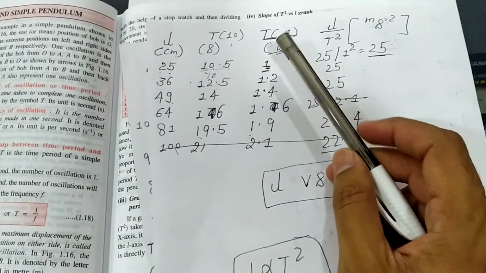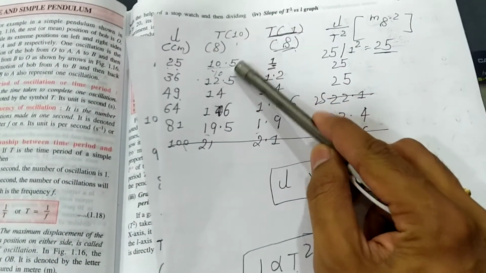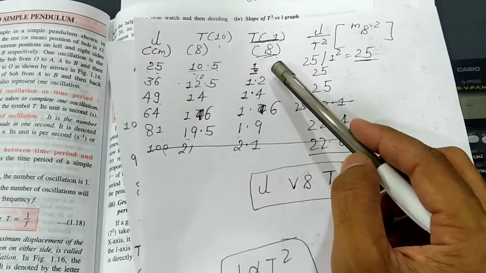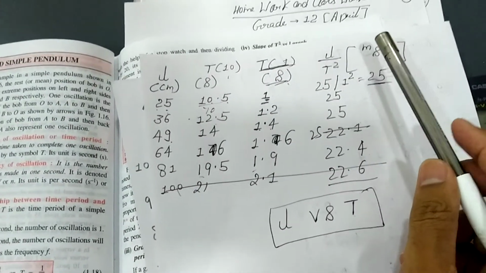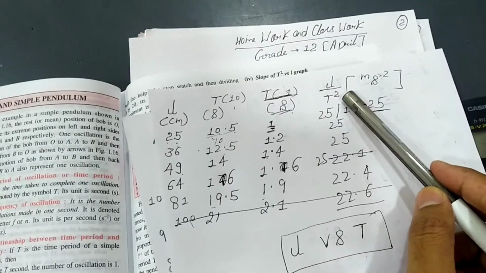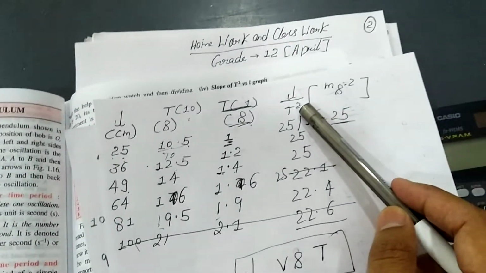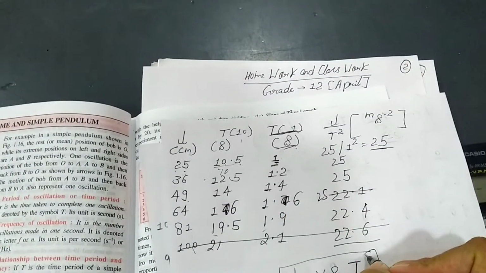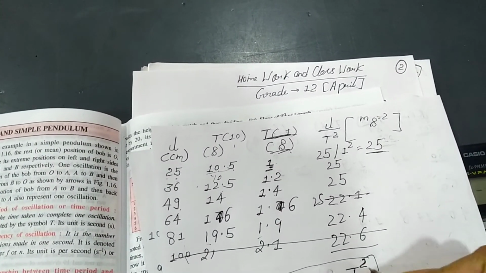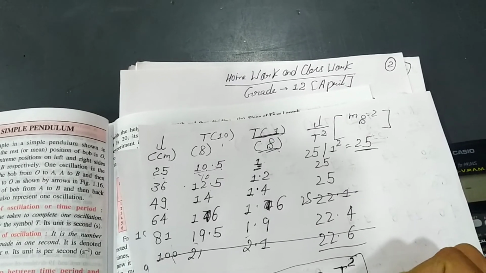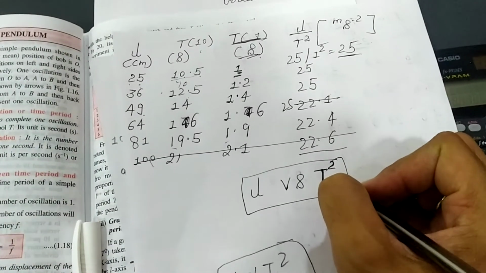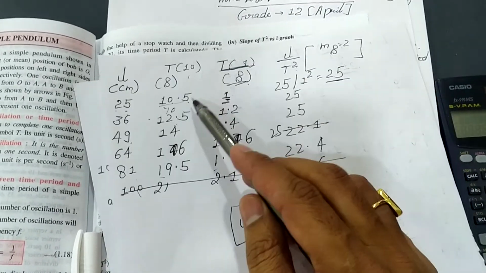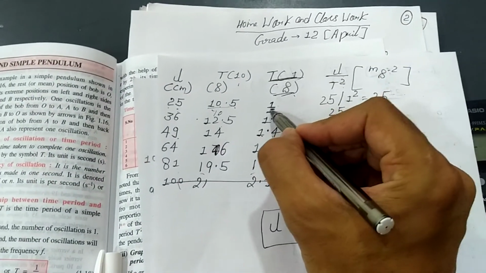Now here I have calculated the time period for one oscillation by dividing these time periods by 10, because these are the time periods for 10 oscillations. Then I calculated L upon T square, because we have to plot a graph of L versus T square, and from that graph also we will get information. T square means the square of this time period.